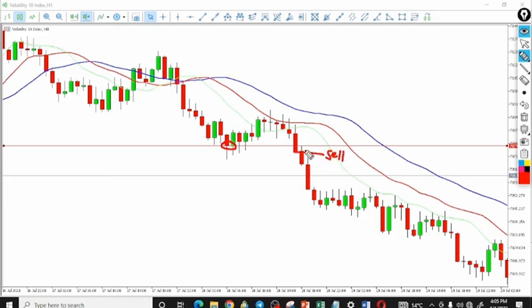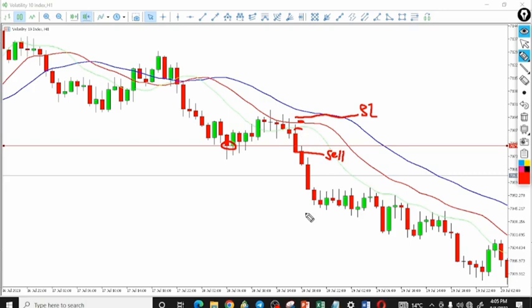Once you sell here, you can put your stop loss above this lip of the alligator, or above the breakout candle, or above these two lines, this first one here, the teeth and the lip, right? So this is when you get into a trade.